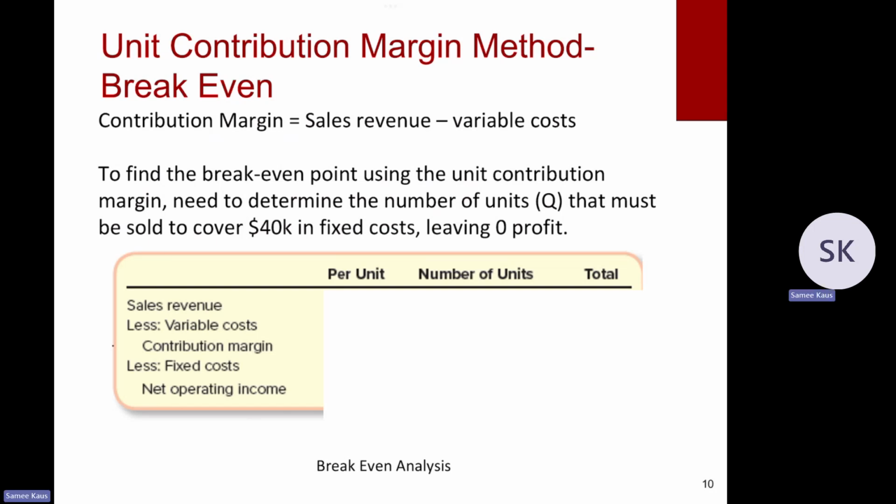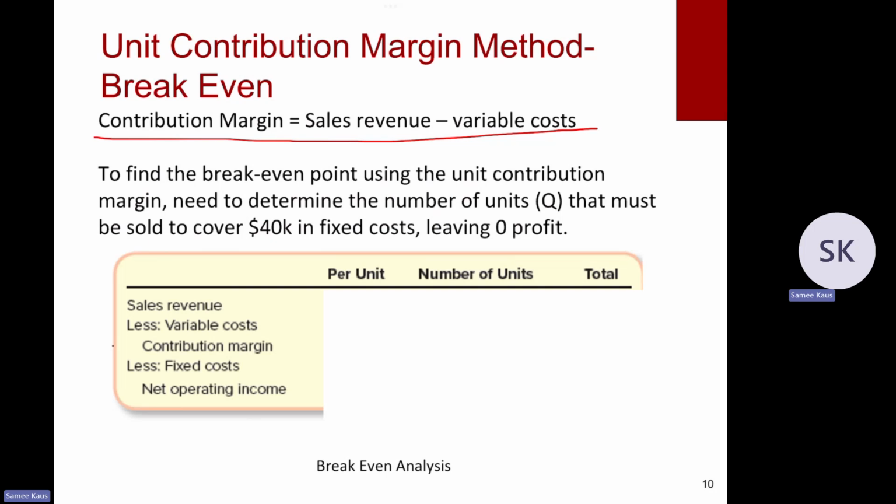So in this case, in order to find the break-even point using the unit contribution margin, we need to first remember that my contribution margin is equal to my sales revenue less my variable cost. That's super important, guys. We got to remember that, okay? So now I'm trying to determine, same thing, right? Same thing here. I am still just trying to determine how much I need to sell to cover my fixed costs, leaving a zero profit.